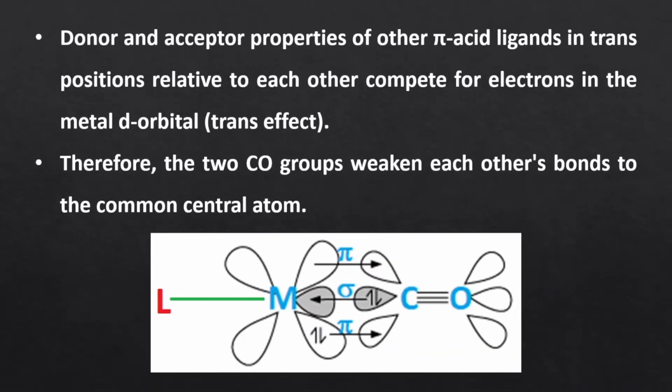Donor and acceptor properties of other pi acid ligands in trans position relative to each other compete for electrons in the metal d orbitals. Therefore, two carbonyl groups bonded to a common central atom weaken each other. When carbonyl is replaced by a ligand which is a pi acceptor but weaker than carbonyl, the metal-carbonyl bond in the trans position is strengthened and the carbon-oxygen bond is weakened.